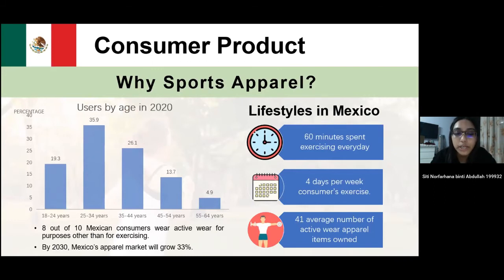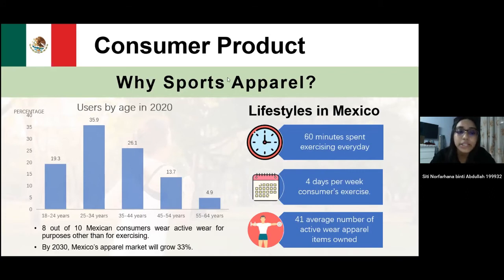So we always come with up-to-date and trendy sports apparel features in order to attract their attention. And 8 out of 10 Mexican consumers wear activewear for purposes other than exercising, like sleeping or going grocery shopping. It is predicted that by 2030, Mexico's apparel market will grow by 33%, from 16.6 million in 2015 to $22.1 million by 2030.